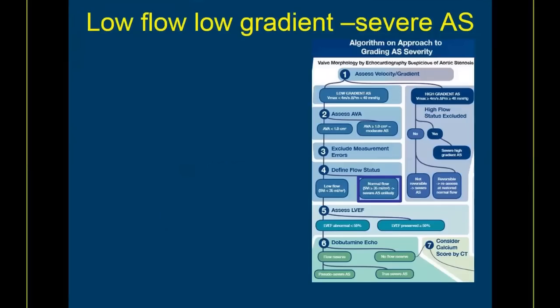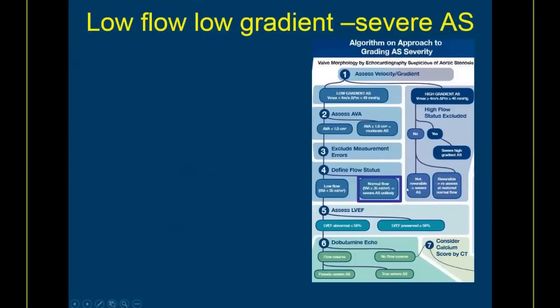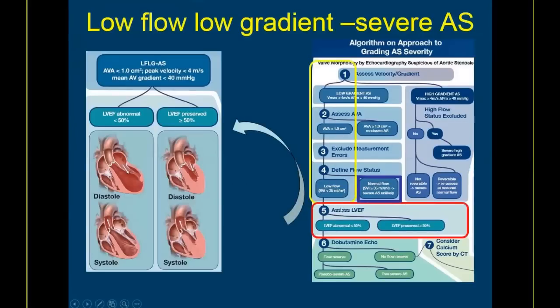Okay, so at this point, let's get into the subgroup of low flow, low gradient, severe aortic stenosis. And that's this pathway here. So we've defined flow status. Let me go back. That previous case was likely in this category where it's unlikely to have severe AS. Now we want to go into this category right here where we have a case with low flow.